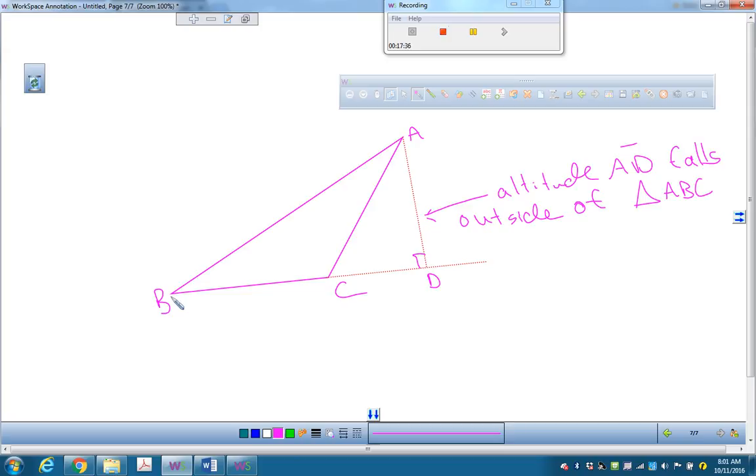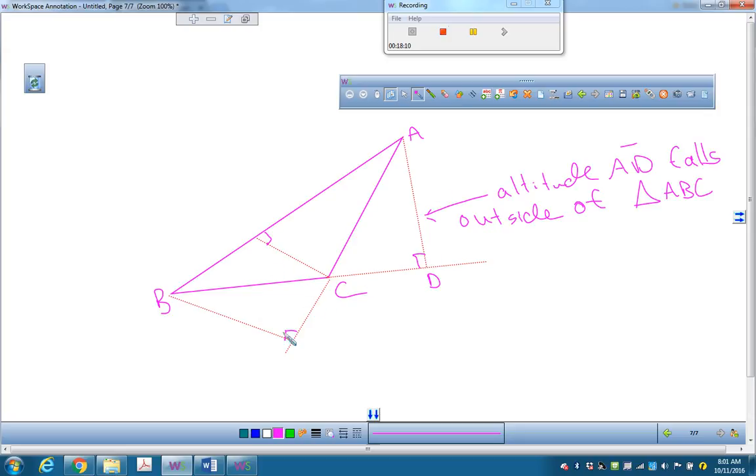This one would probably fall outside as well. BA, you would have to extend this side. I'll show you that. Here's BA. You'd have to go like this, extend that side, and then make this altitude going this way. It's kind of weird, but there's that altitude to that side. How about the altitude from C? Would that be inside or outside the triangle? Inside. That one would be inside, right? So in some cases, altitudes can fall outside the triangle if you have an obtuse triangle like that, okay? So you have to be careful with that.